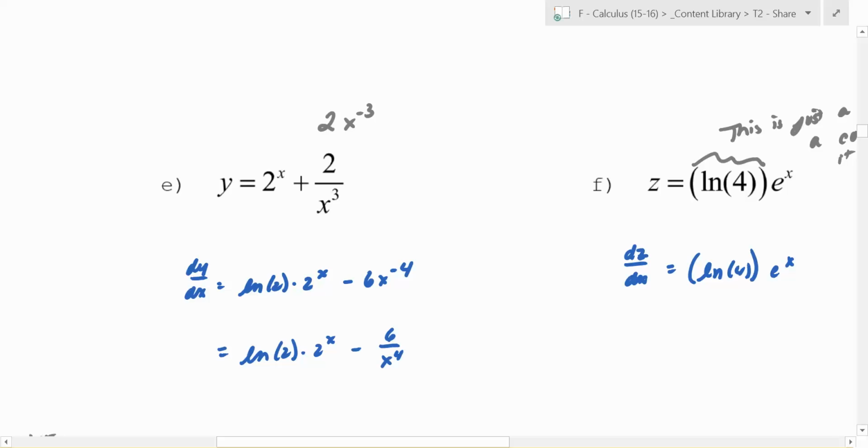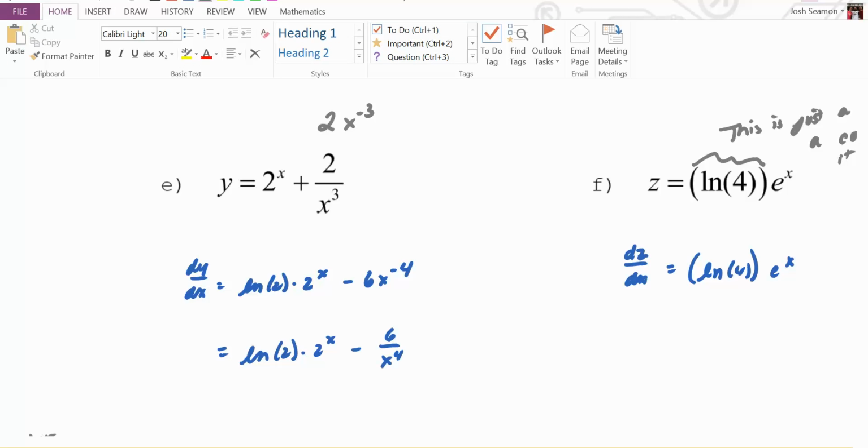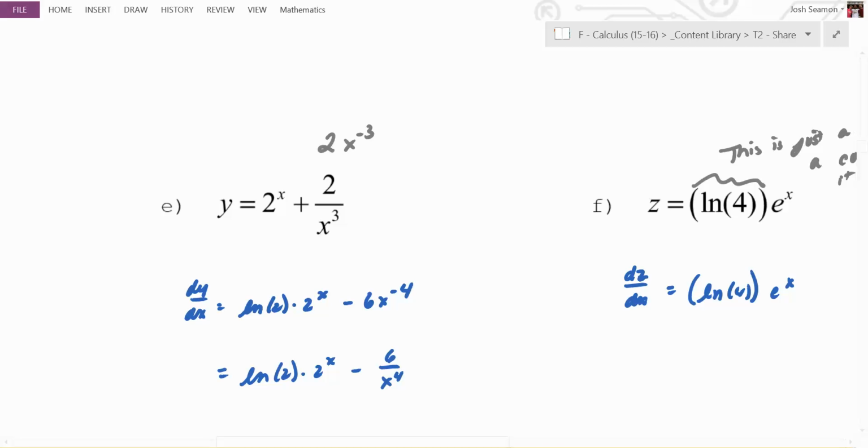What is 2 over x cubed? 2x to the negative 3, exactly. This is that. It's the same thing. What is the derivative of 2 to the x? We did this a bunch of times. What is the derivative of 2 to the x? Yeah, ln 2 times 2 to the x, right there.